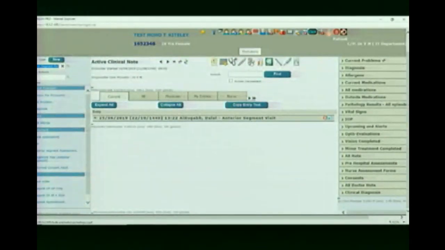Yes, you can review the medication from here, from this icon. From here. Here the medication and the lab and the ID, separated icon.